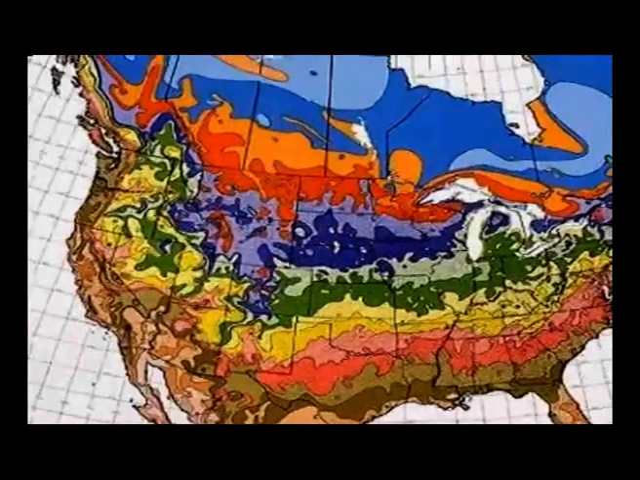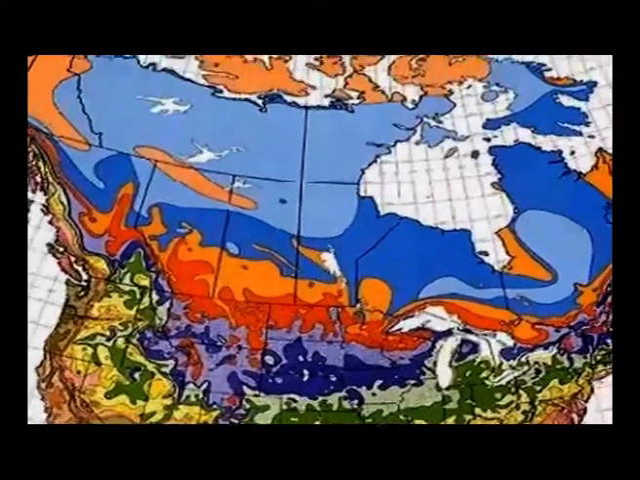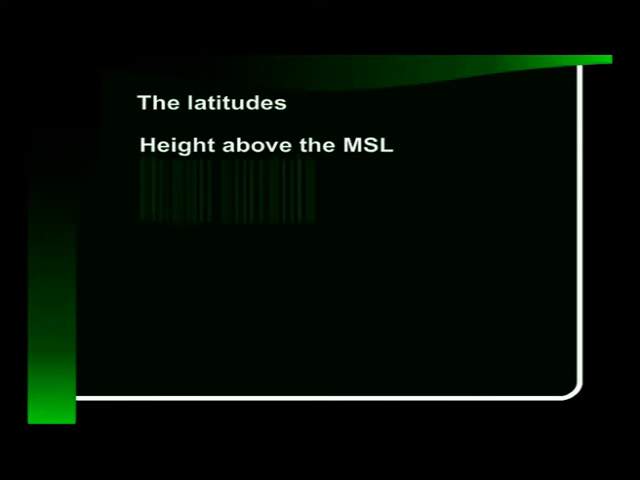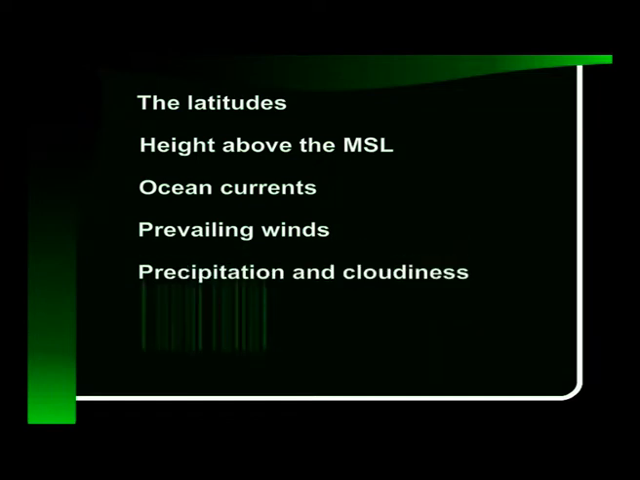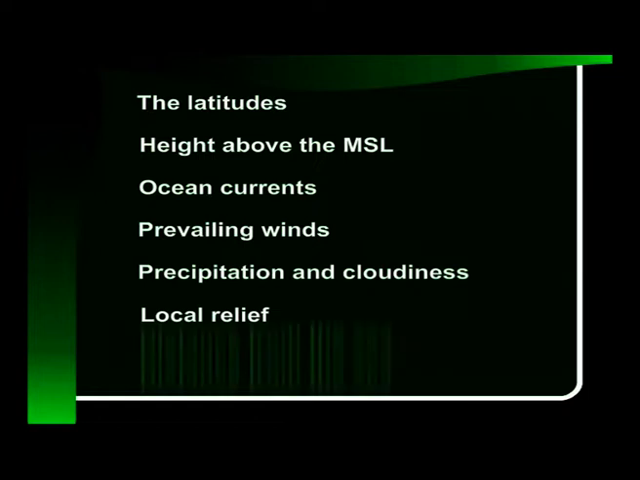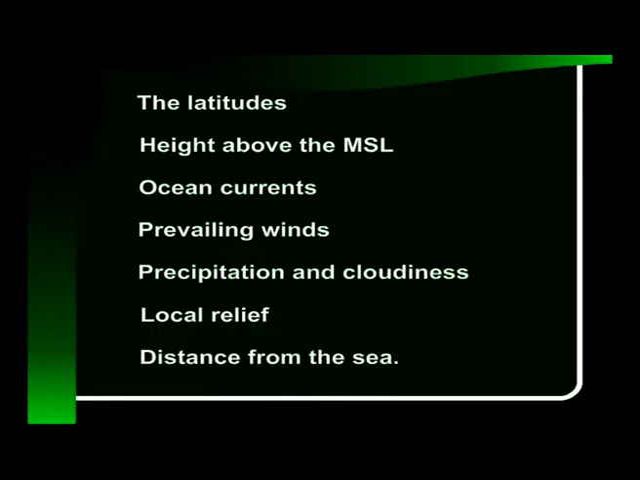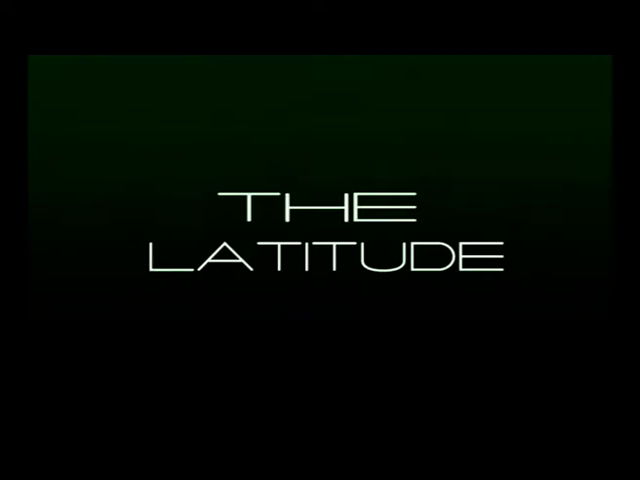Annual range of temperature. The difference between the warmest and the coldest monthly means is called the annual range of temperature. It varies from place to place. The following are the factors that control the range of temperature. The first one is the latitude. The others are height above mean sea level, ocean currents, prevailing winds, precipitation and cloudiness, local relief, and distance from the sea. So, now let us see the latitude.